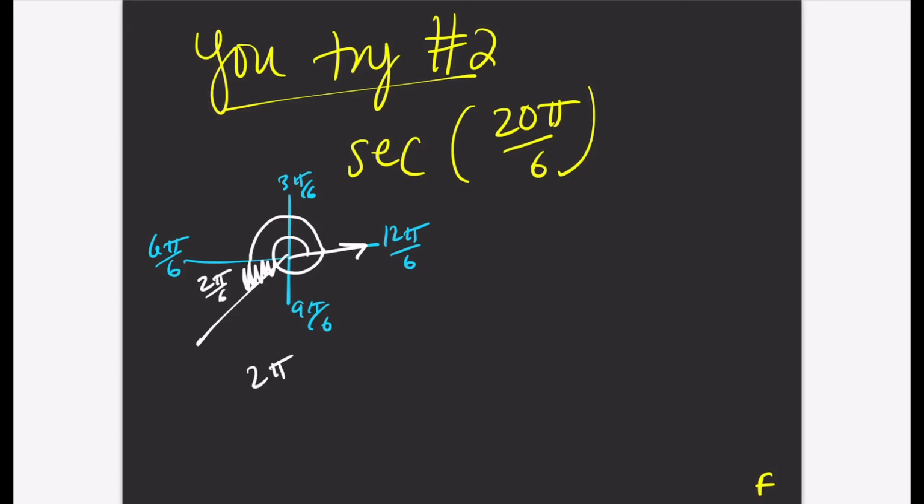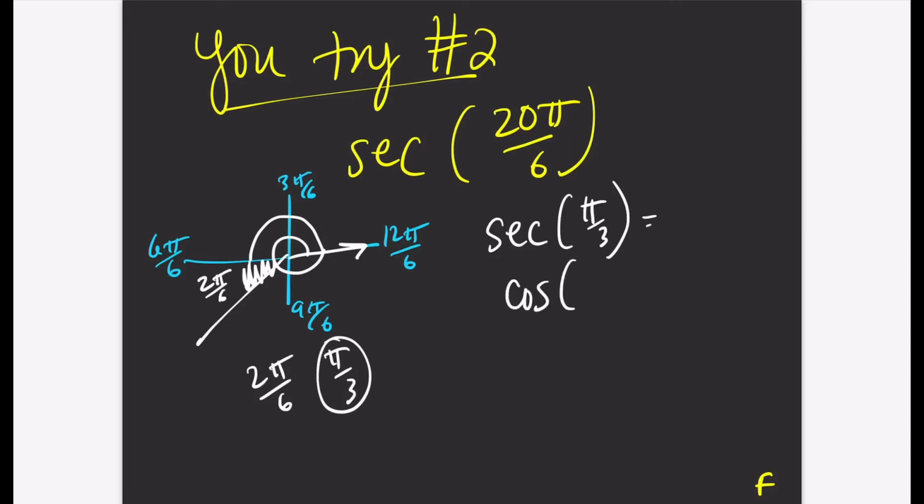So of course, 2 pi over 6 reduces by 2. And you get pi over 3. So the reference angle there is pi over 3. So we're going to do the secant of pi over 3. And again, we can't do secant using the hand trick. So you have to use your reciprocal, which is the cosine. We're going to do the cosine of pi over 3. Then we're going to get a solution and flip it. So let's go back to our hand trick.